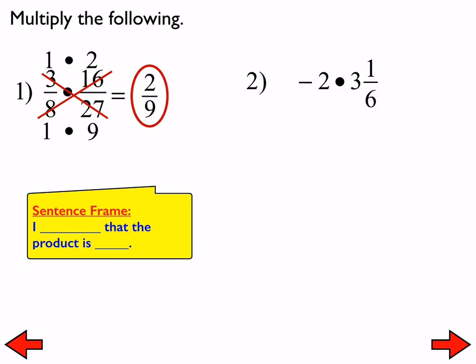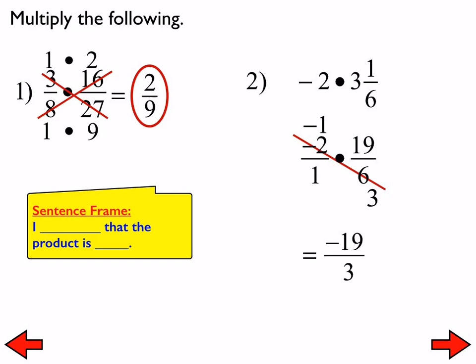All right, so number 2, negative 2 becomes negative 2 over 1. 3 and 1/6 becomes 19 over 6. Now, if we want to cross-reduce, we can. 2 goes into negative 2, negative 1 times. 2 goes into 6 3 times. We can't do any cross-reducing the other way. So now multiply straight across.